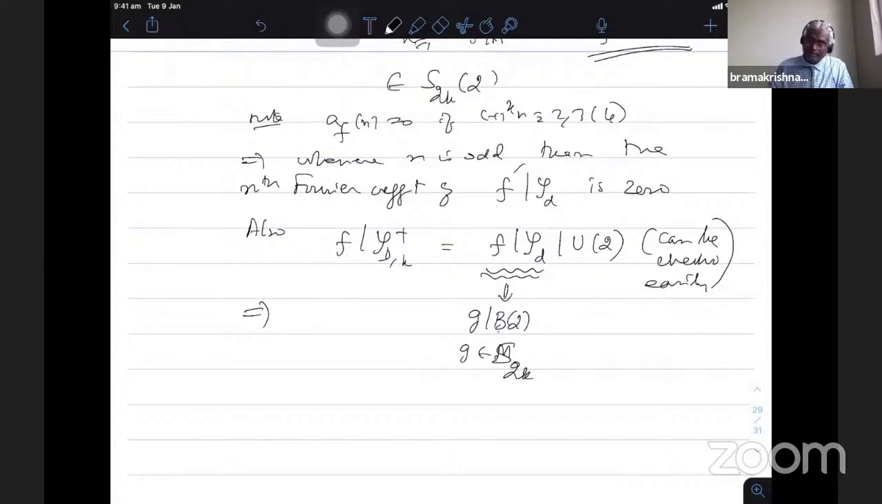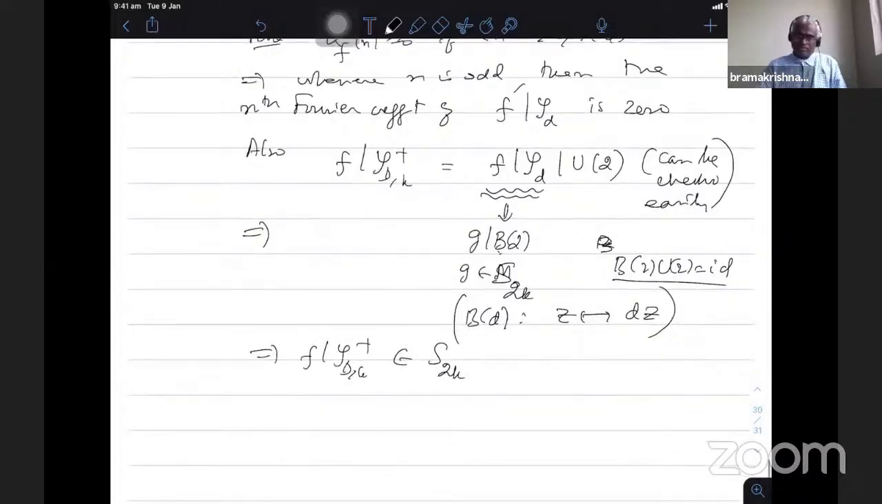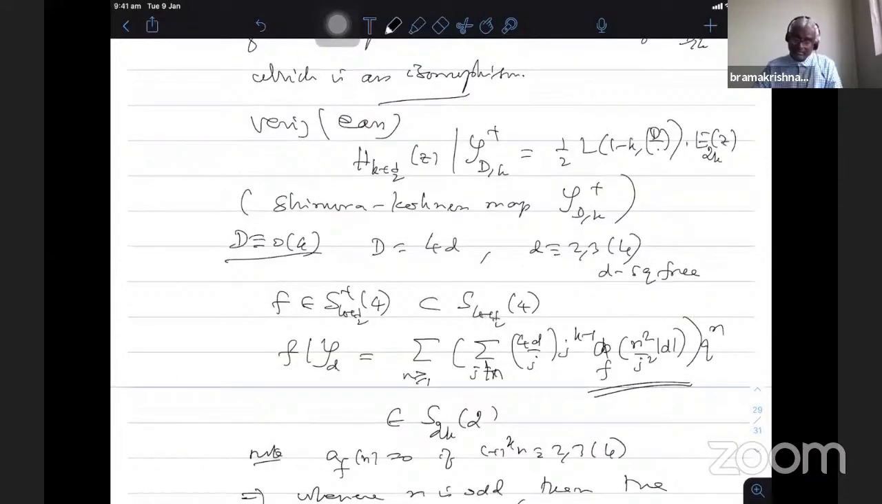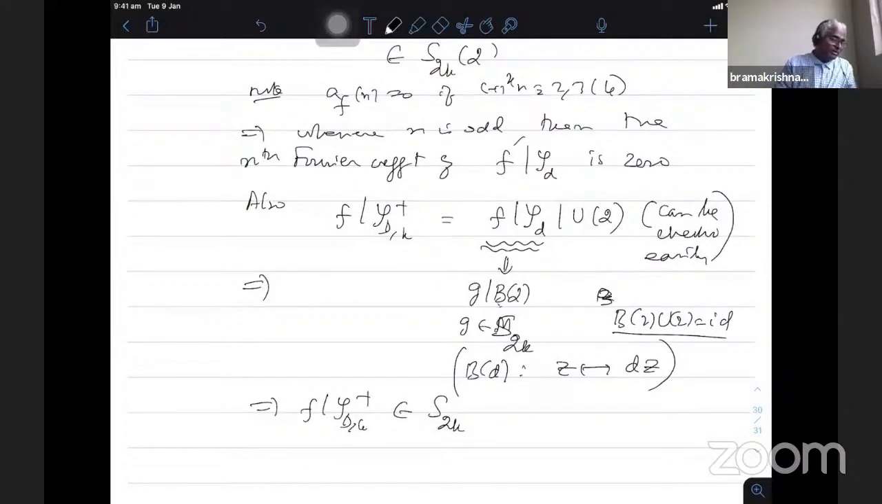Then B_2, if I apply U_2, that is the identity. B_D is nothing but the operator z going to Dz. Remember that. Therefore, B_2 U_2 is the identity. So when I write this as a function of S_{2k} bar B_2, that goes away. This implies f bar S_{D,k}^+ belongs to S_{2k}. That's all the mapping property. So the Cohen Eisenstein series maps to E_{2k}, and cusp forms map to a cusp form in weight 2k. Therefore, the mapping property is proved and other things are also proved.